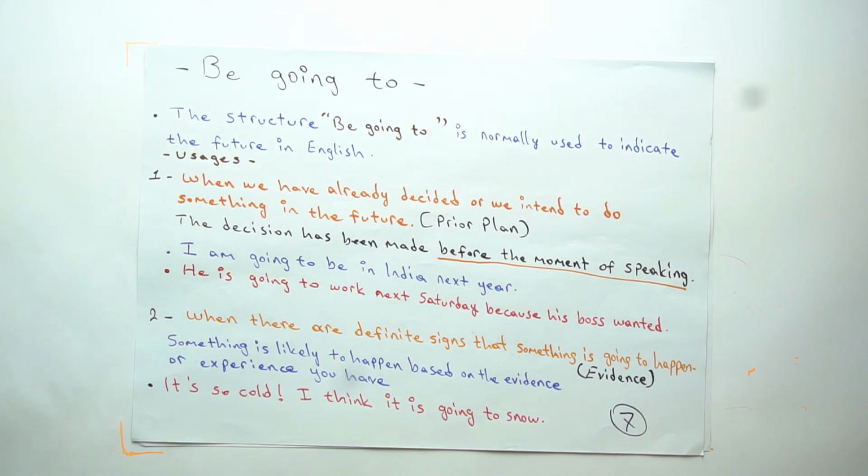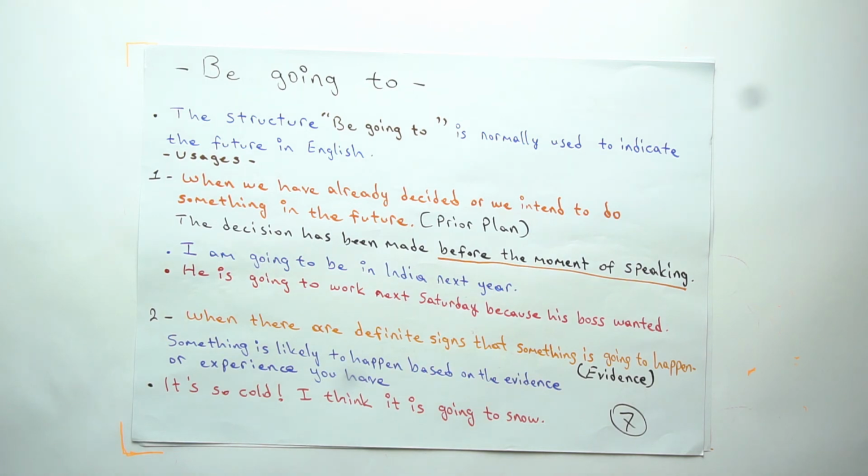First of all, the structure be going to is normally used to indicate the future in English. We all know it. What about the usages? What about the use points? Before starting the usages, you have to know that there are 2 points where we use be going to in English. The first one, when we have already decided or we intend to do something in the future. It means that it's a kind of prior plan, okay? The decision has been made before the moment of speaking.